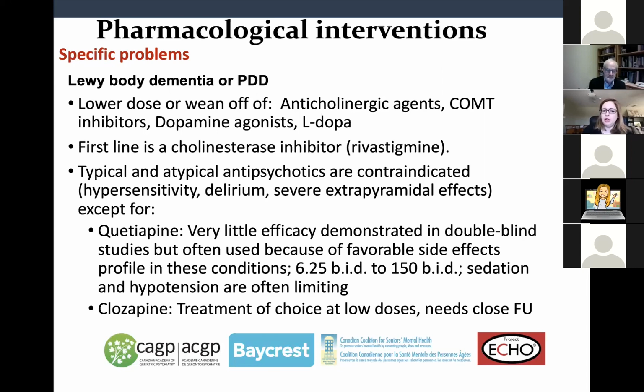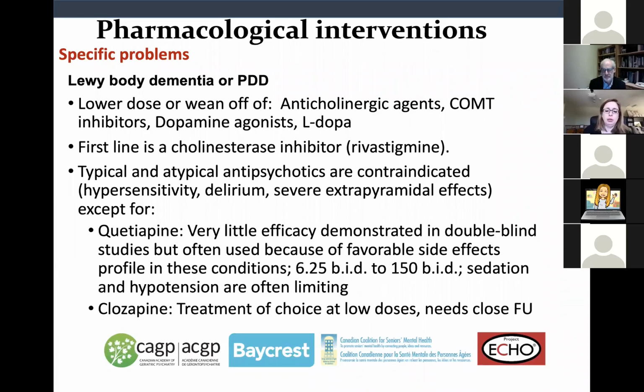In Lewy body dementia, the first line of treatment is a cholinesterase inhibitor. And usually typical and atypical antipsychotics are contraindicated because of hypersensitivity in these patients, delirium, severe extrapyramidal effects, except for quetiapine, which has very little efficacy demonstrated in double-blind studies, but again is used for its more favorable side effect profile. Again, sedation and hypotension are often limiting.